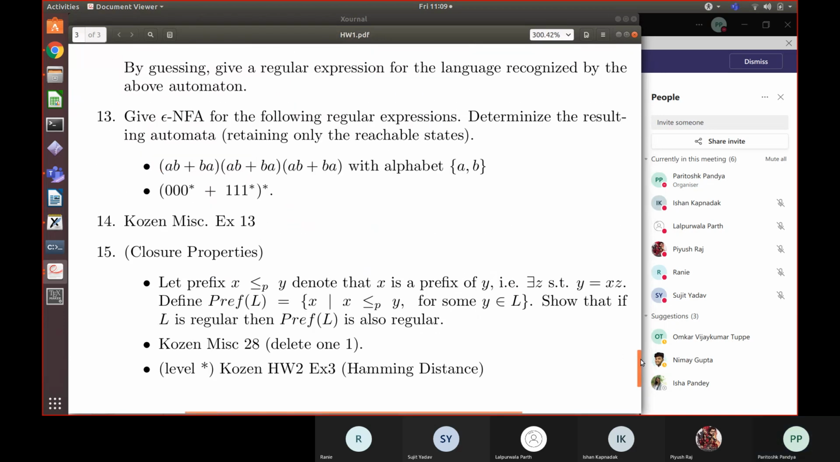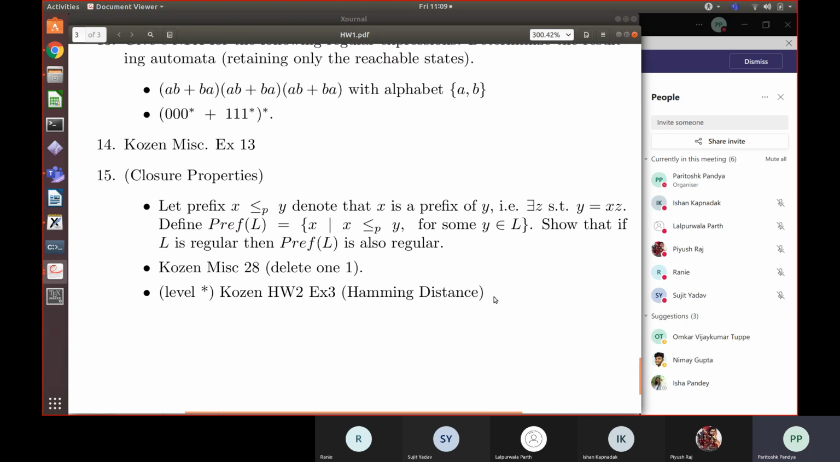There's a very nice one called Hamming distance in Kozen. This is the third bullet among the closure properties. The exercise 15.3, it's a little more advanced. It builds upon this idea of delete 1. So maybe you can read that or try to solve it yourself.